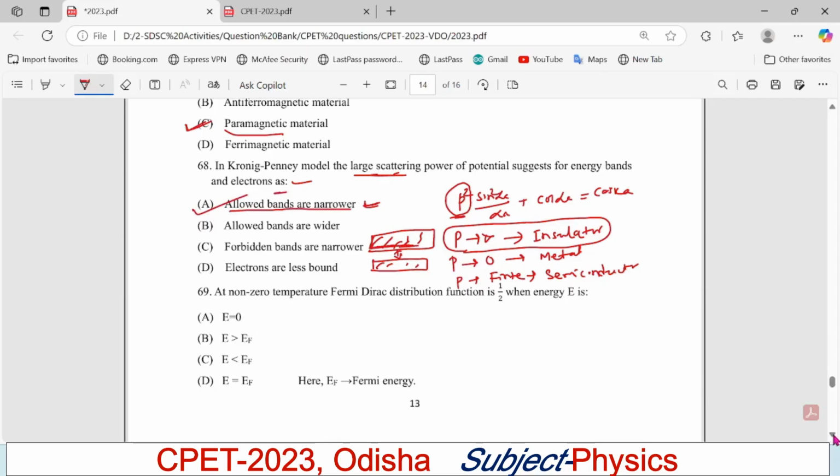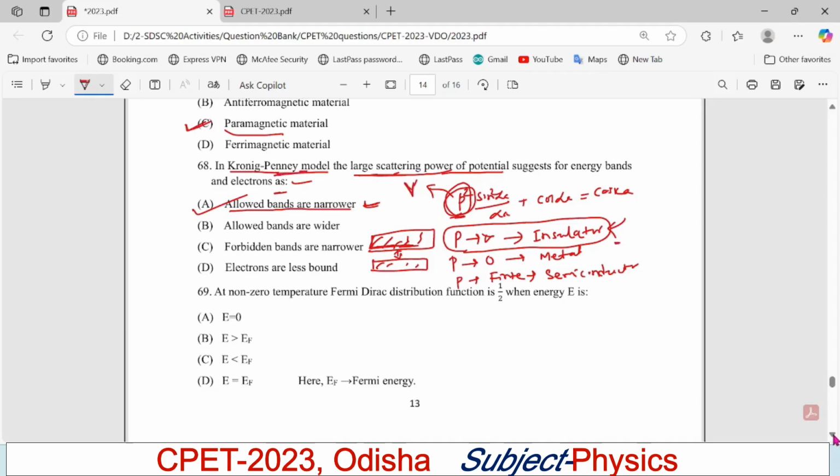Allowed bands are narrow. That means the material acts as an insulator for large scattering power, where P contains V, the potential, the power of a potential. Here I am not going to go into detail about the Kronig-Penney model. You can follow the video in my playlist, Kronig-Penney model.